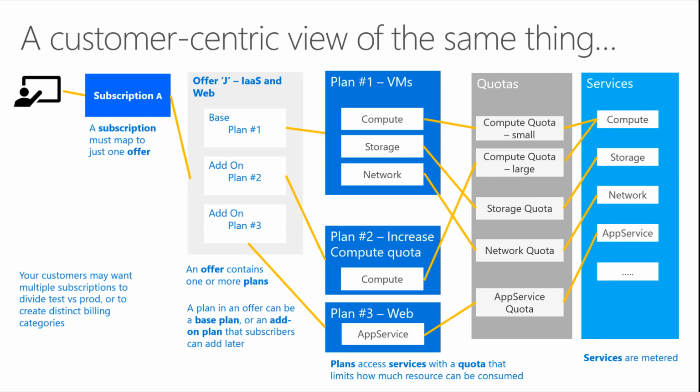So flipping this table around, this is the customer-centric view of the same thing. So a subscription must map to just one offer. An offer contains one or more plans. A plan in an offer can be a base plan or an add-on plan that a subscriber can add later. The plans access services within a quota that limits how much of the resources can be consumed, which are defined by the resource providers that either existed by default in Azure Stack or were added in later by the Azure Stack operator. Services are then metered, and then the usage is tracked through subscriptions.